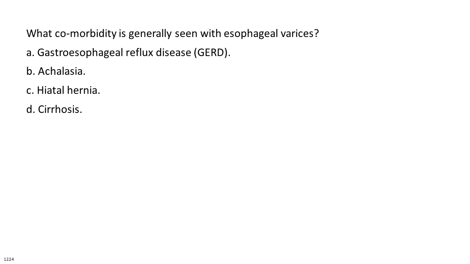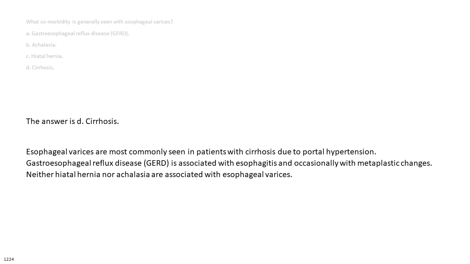What comorbidity is generally seen with esophageal varices? A. Gastroesophageal reflux disease, GERD. B. Achalasia. C. Hiatal hernia. D. Cirrhosis. The answer is D. Cirrhosis. Esophageal varices are most commonly seen in patients with cirrhosis due to portal hypertension. Gastroesophageal reflux disease, GERD, is associated with esophagitis and occasionally with metaplastic changes. Neither hiatal hernia nor achalasia are associated with esophageal varices.